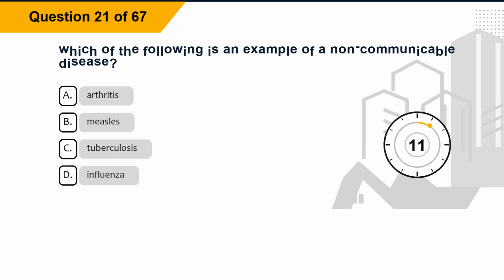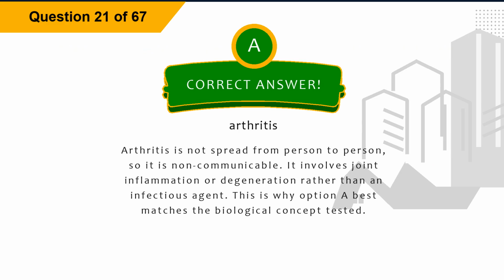Question 21. Which of the following is an example of a non-communicable disease? Option A, arthritis. Option B, measles. Option C, tuberculosis. Option D, influenza. The correct answer is option A, arthritis.